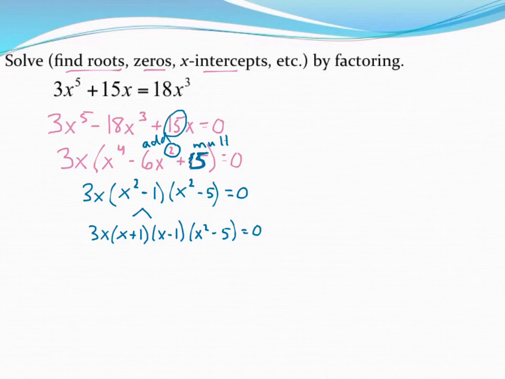However, they didn't want me just to factor. They wanted me to actually solve this. So let's draw our lines between our factors. These parts were easy. We're going to get -1. We're going to get 1.